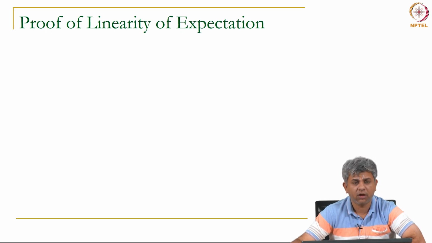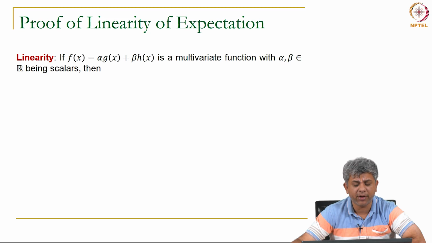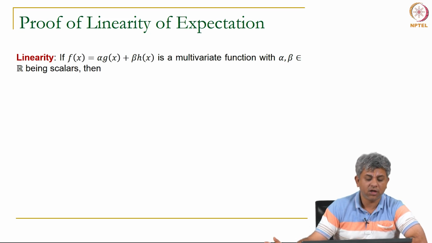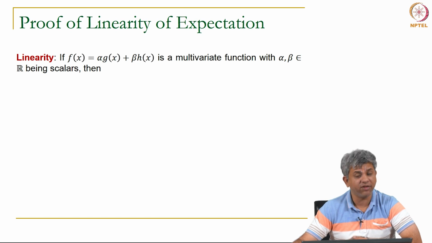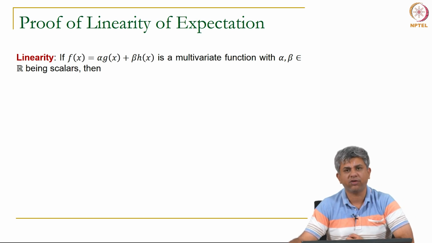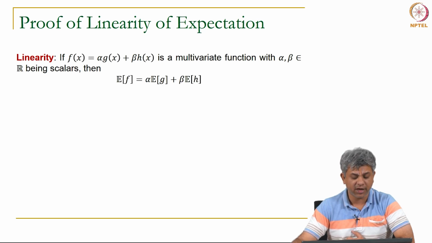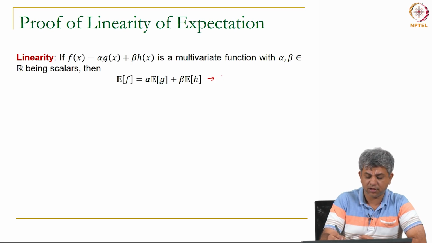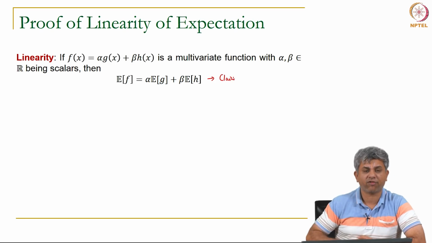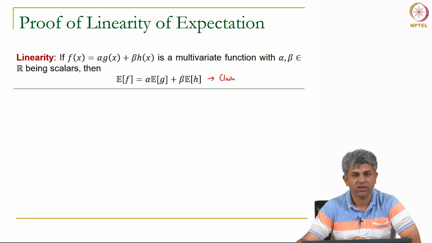Let me give a very quick proof, I will be doing it just for continuous variables. Assume that f of x is a multivariate function. This is true not only for univariate, but for multivariate functions, and it is a linear combination of g and h. We want to prove our claim, that the expectation of f is alpha E g plus beta E h. So, here is a quick proof.